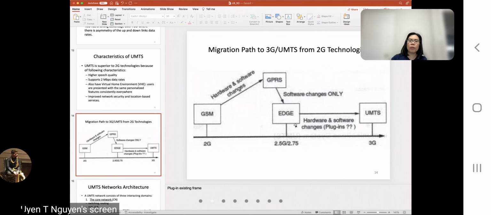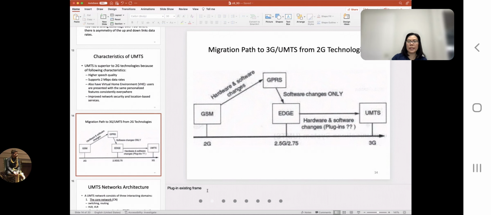So when we move from 2G or 2.5G to 2.75G to 3G, of course, we need to upgrade some hardware and software changes, right? And then the missing text here is plug-in assisting frame. Sorry, this one was drawn by one of my TAs in the past, and I think he couldn't read the text in the diagram, so he put it here. What I mean is plug-in assisting frame.